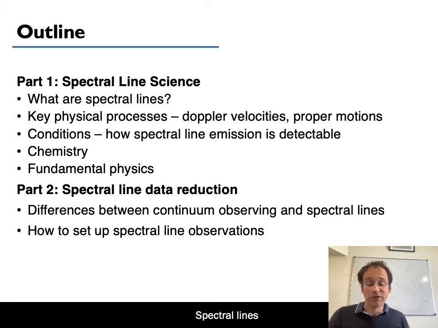So in the first part, we're going to talk about what spectral lines actually are physically and how they can be used to determine the physical and chemical conditions of objects in the universe. In the second part, we're going to talk more about the differences between how you actually do observations in spectral line versus in the continuum, how you set up your spectral line observations, and how you do the reduction of the data and analyze the data for science.